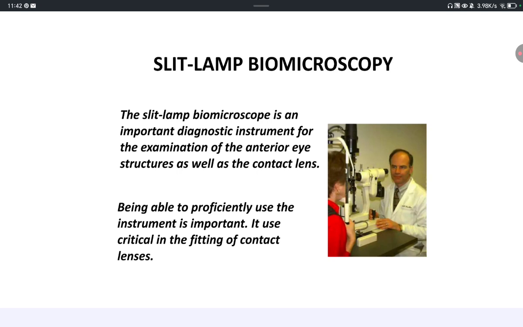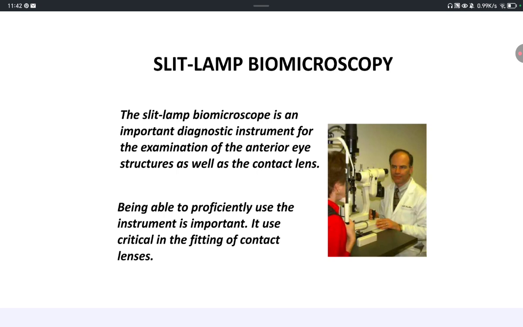Slit lamp biomicroscopy. Now, this is a test. The slit lamp biomicroscope is an important diagnostic instrument for the examination of the anterior eye structure as well as the contact lens. Being able to proficiently use the instrument is important. It is critical in the fitting of contact lenses.